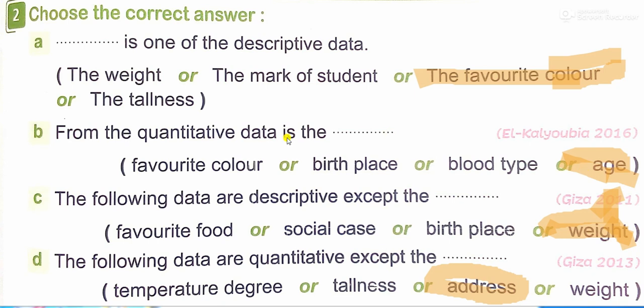It's age. Letter C, the following data are descriptive except, which means that we want a quantitative data. Favorite food, social case, birth place, weight. Of course, it's weight. Letter D, the following data are quantitative except, so we want a descriptive data. Temperature, degree, tallness, address, weight. Address.